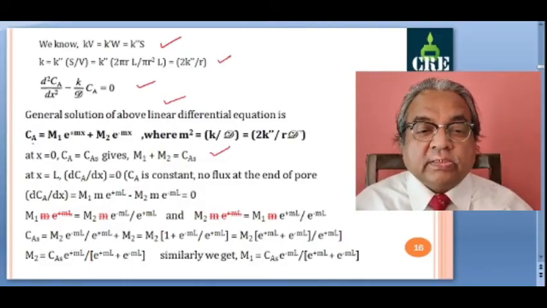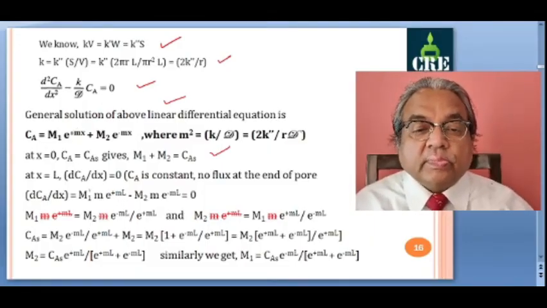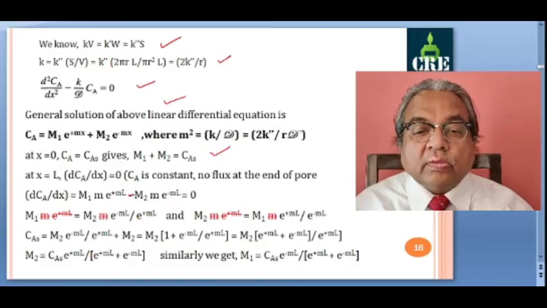So dCA by dx, if I take the derivative of this, m1 into this plus m, e raised to mx is e raised to mx into m, this e raised to minus mx into minus m. So minus m, this minus sign is taken here. Okay. m1 into m e raised to ml minus m2 into m e raised to minus ml, and this is equal to 0 at x is equal to L. So this x is replaced by L. So I have written here L.